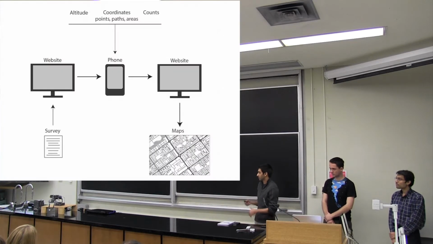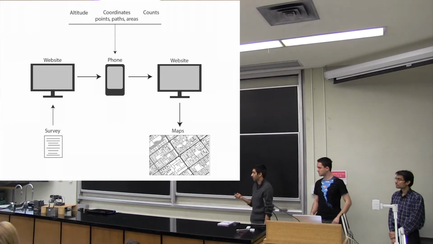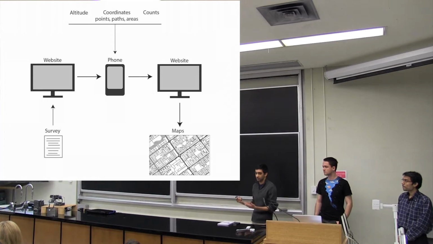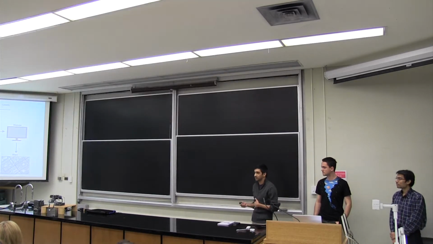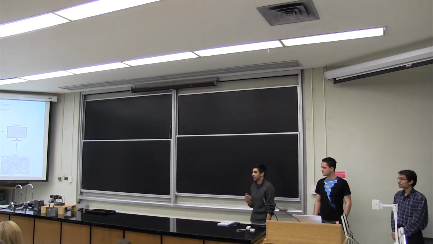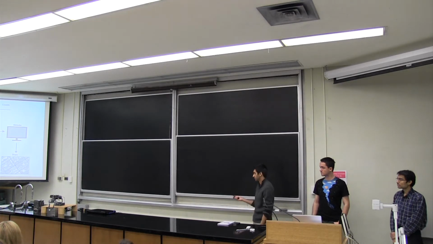So just as an overview of the process, a researcher might create a survey and put it into our web application. That will then get sent out to users of UrbanEyes, the mobile app, and they can collect information from the environment. For example, altitude, points, paths, and areas, which are put by coordinates and counts, as well as filling out surveys. And that information can then be returned to the web application to download to create maps.